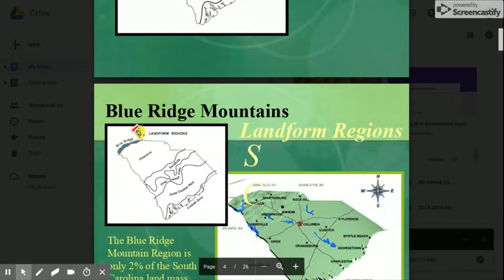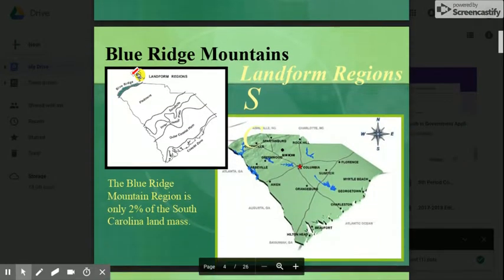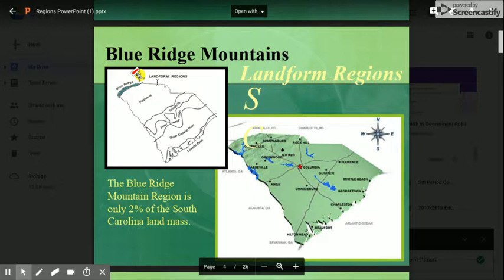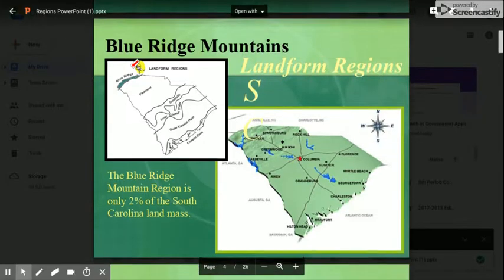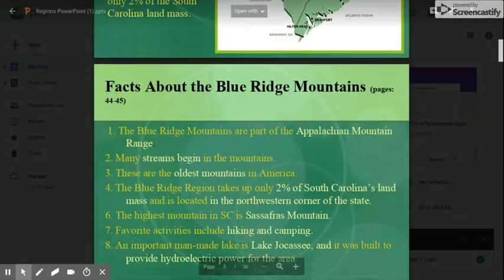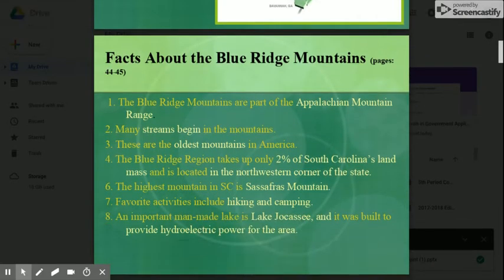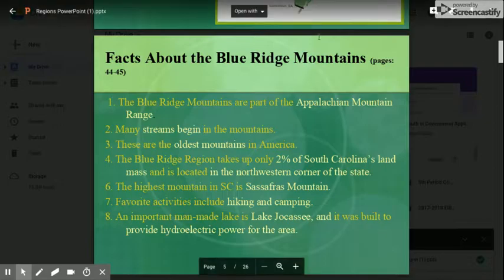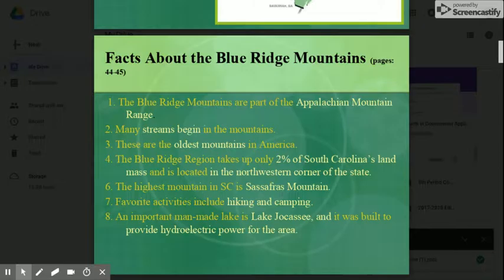And next, Blue Ridge. Let's talk about the Blue Ridge Mountains. Blue Ridge Mountains is only 2% of our land mass. Okay, so you will see it right up here in this little darkened region. The Blue Ridge Mountain region is exactly what it says it is. It is the mountains. I'm not sure where these page numbers are from, so just ignore that because they are definitely not from your textbook.